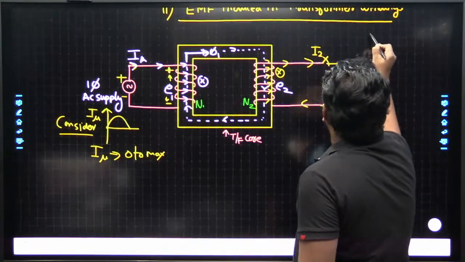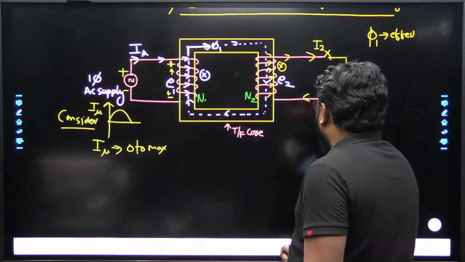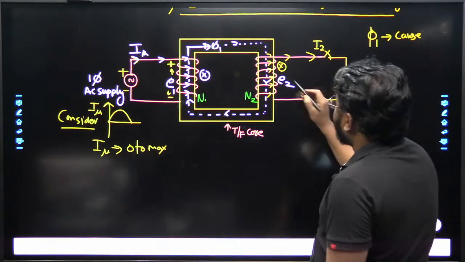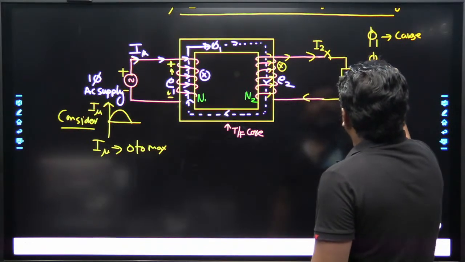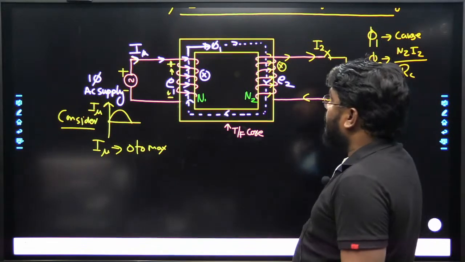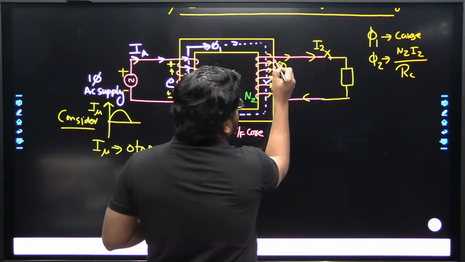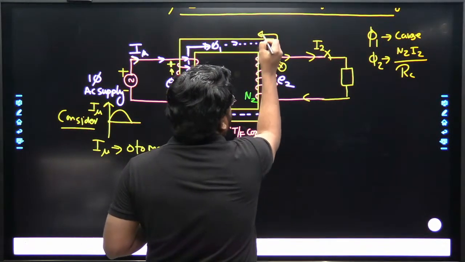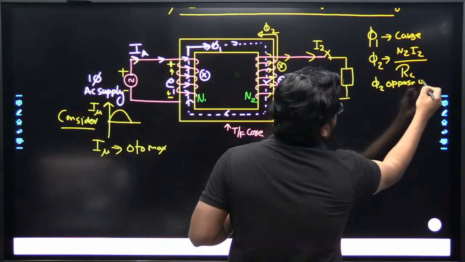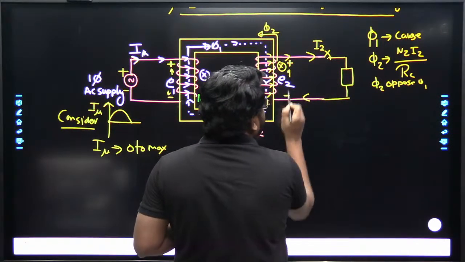This flux phi 1 is the cause to produce this value. So phi 1 is the cause, and what will happen due to this current? One more flux is produced, that is N2 I2 divided by the reluctance of the core. This is the direction of the flux phi 2. Now phi 2 opposes phi 1 if the load is connected. That's why this polarity will become positive and this polarity negative.